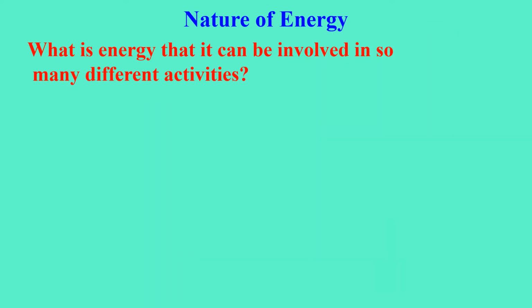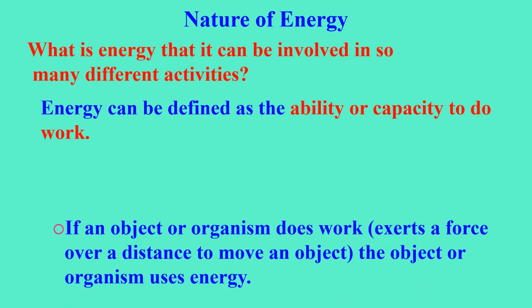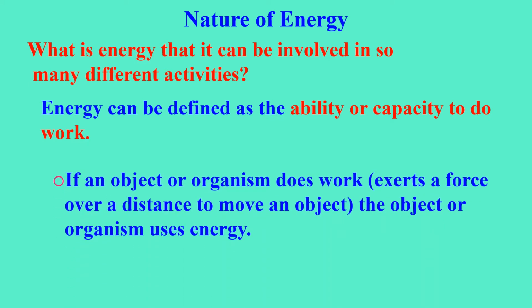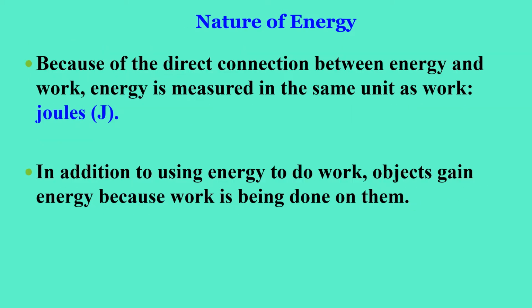What is energy? That it can be involved in so many different activities. Energy can be defined as the ability or capacity to do work. If an object or organism does work, that is, if it exerts a force over a distance to move an object, the object or organism uses energy. Because of the direct connection between energy and work, energy is measured in the same unit as work, joules. In addition to using energy to do work, objects gain energy because work is being done on them.